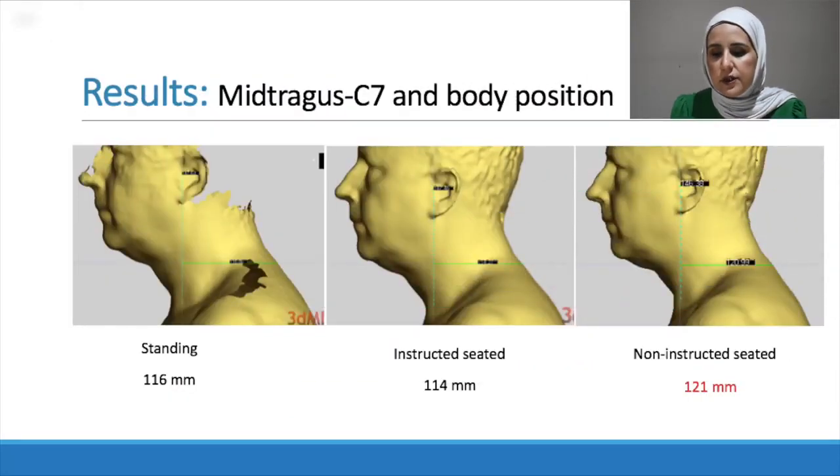These 3 photos show the difference in the C7-Midtragus distance between standing, instructed seated and non-instructed seated, and you can see the non-instructed seated is the highest or the largest measurement, 121 in comparison to standing 116. So the head is extended a little bit forward while the patient is seated if they are not instructed.